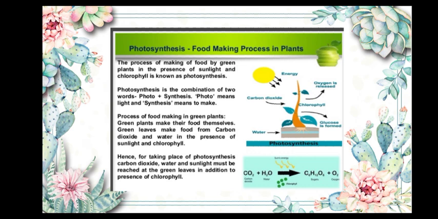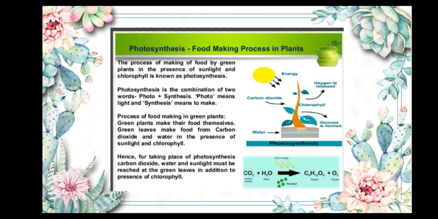The process of making food by green plants in the presence of sunlight and chlorophyll is known as photosynthesis, which means that whenever the plant prepares its food in the presence of sunlight and chlorophyll, that process is known as photosynthesis. Photosynthesis is a combination of two words, photo plus synthesis. Photo means light and synthesis means to make. In the presence of light, anything which makes, that's called photosynthesis.